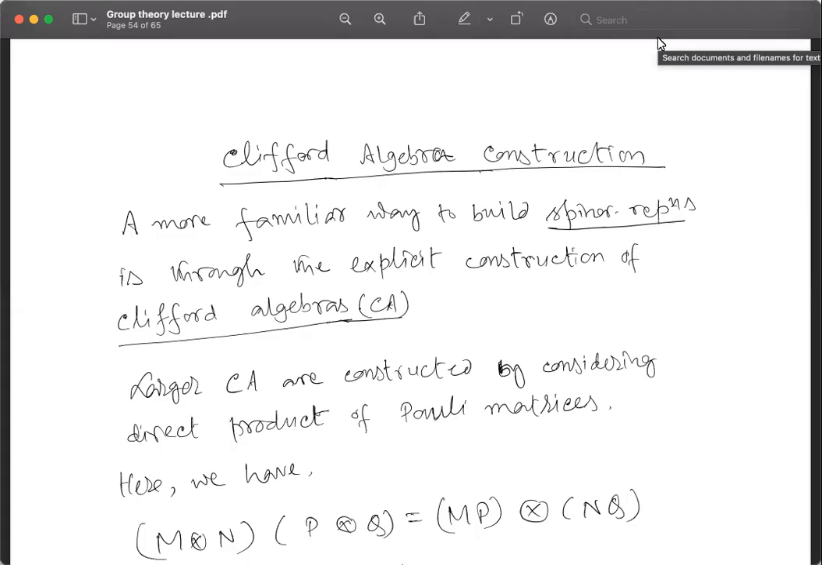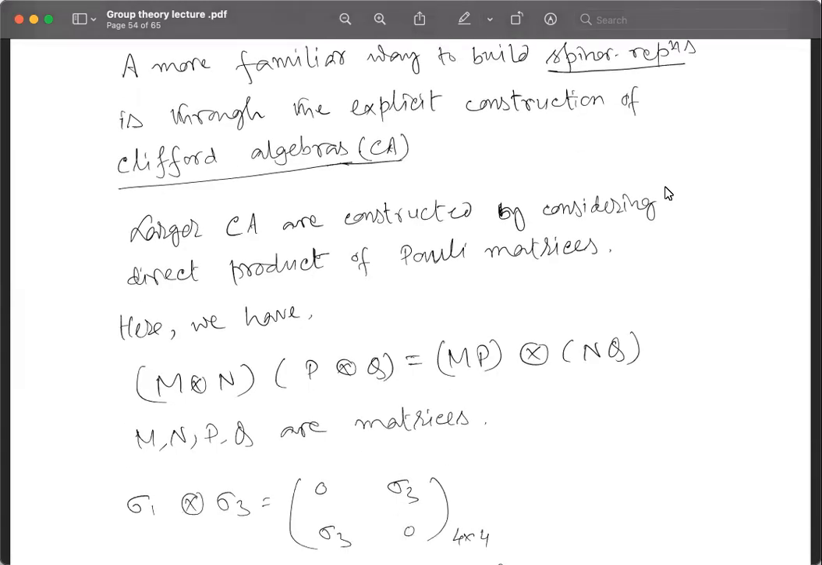Today we'll discuss the Clifford algebra construction, which is related to the spinor constructions that we briefly discussed last time. A more familiar way to build the spinor representations is through the explicit construction of the Clifford algebras. The larger Clifford algebras are constructed by considering the direct product of Pauli matrices. So you can understand the Pauli matrices, which are 2 by 2.